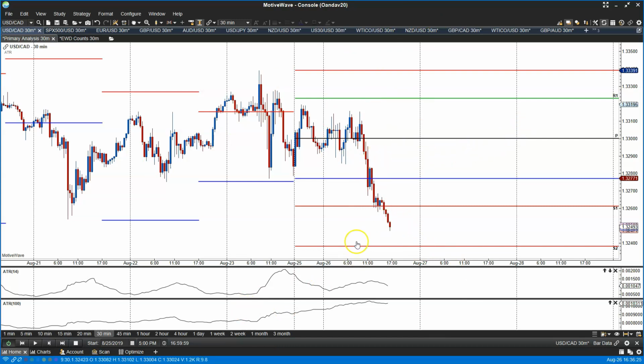And this is just for educational purposes. You can do this yourself. You can pick your own markets out and use this exact same analysis in order to find your trades. Now we're going to move over to the S&P.